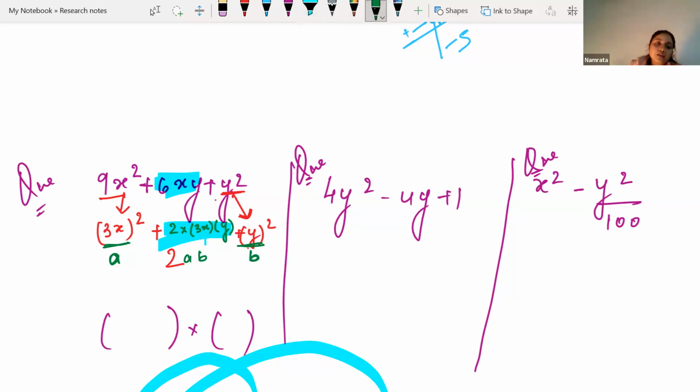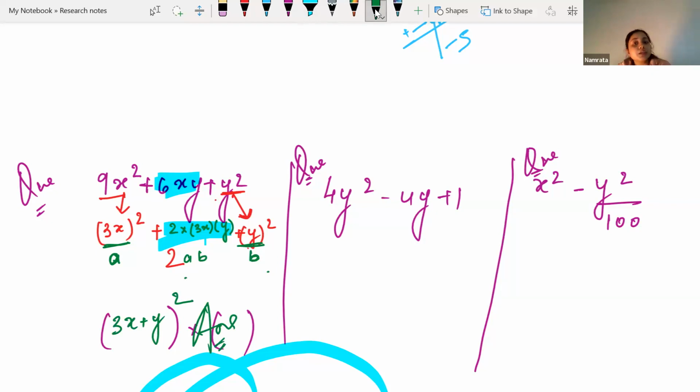Now we can write it. We can say it's the formula a square plus 2ab plus b square. It's following the pattern of the formula of a plus b whole square. That means it is maintaining the formula 3x plus y whole square. This is our answer. We have done the factorization.